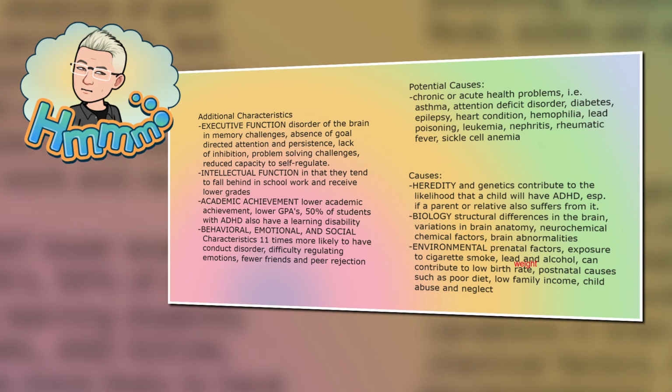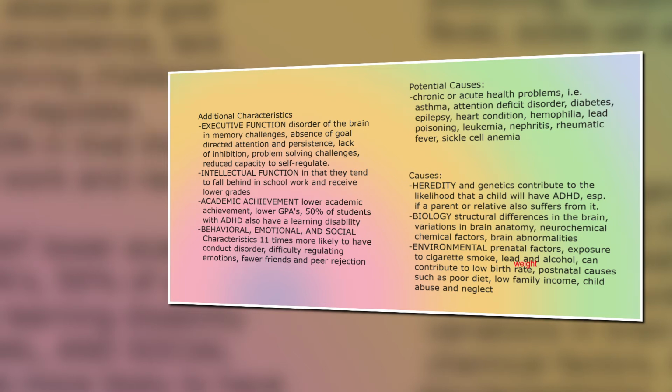Under executive function, the common factor is that they have reduced capacity to self-regulate because they cannot stick to goals and have lack of inhibition. Under academic or intellectual function, they tend to fall behind in schoolwork, have lower grades and GPAs, and 50% or half of the students with ADHD have a learning disability, and they are 11 times more likely to have conduct disorder or tend to get in trouble because they cannot regulate emotions, and have fewer friends.